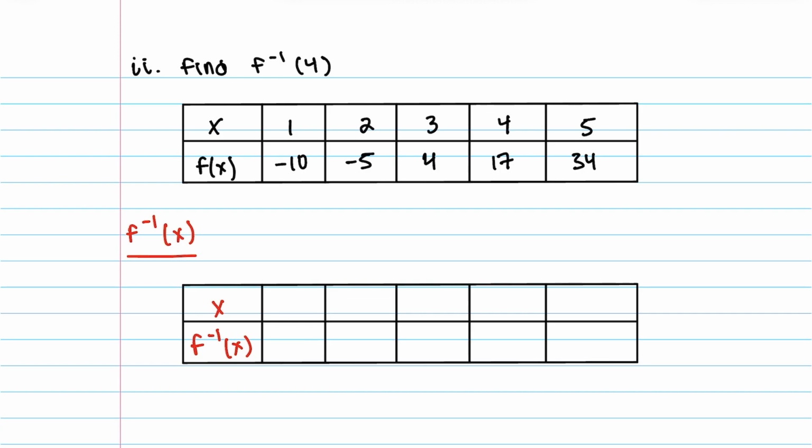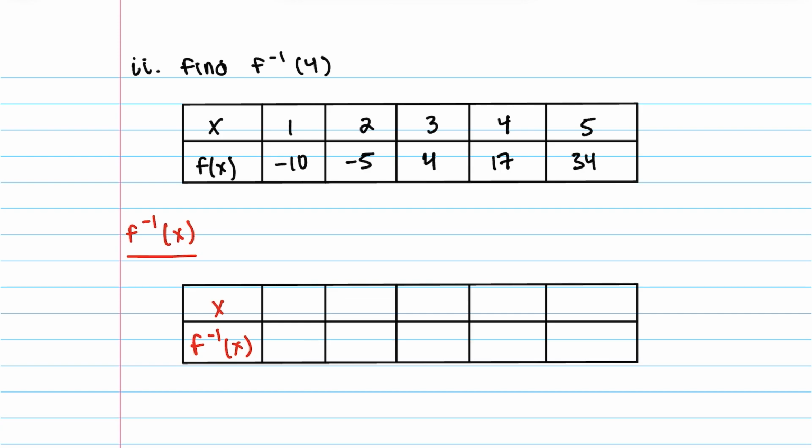And so remember an important property of inverse functions. To formulate your inverse function table, all you have to do is get the input of your original f of x table, and that becomes your output. And when you look at your output for your original f of x equation, you'll come up with your input for your inverse function f inverse of x. And so following that logic, let's reference the output values of our original f of x equation. And so our output values are negative 10, negative 5, 4, 17, and 34.